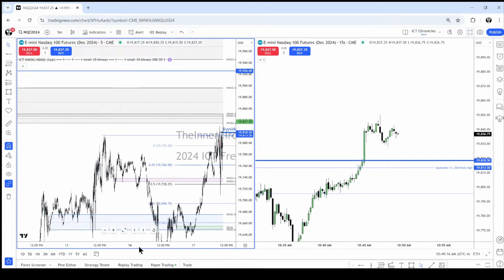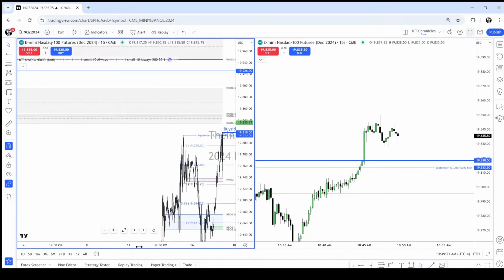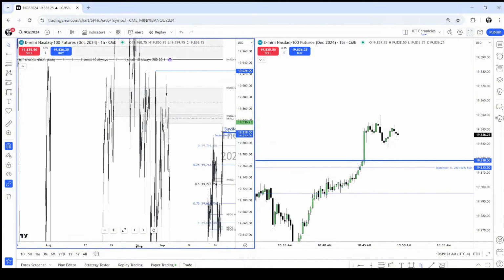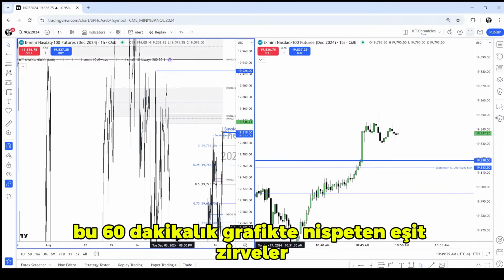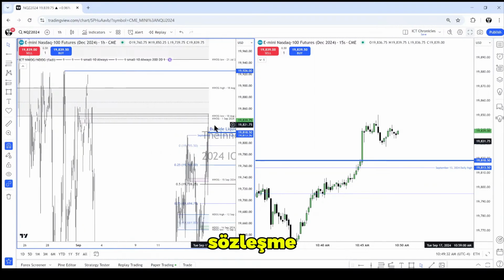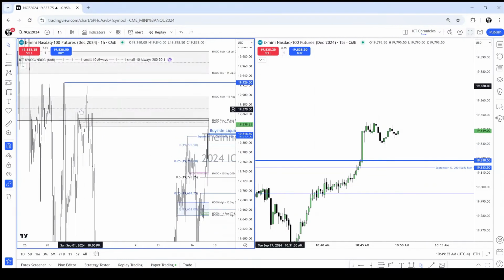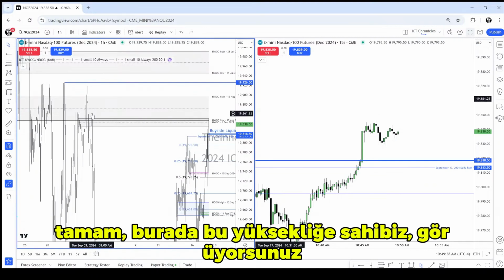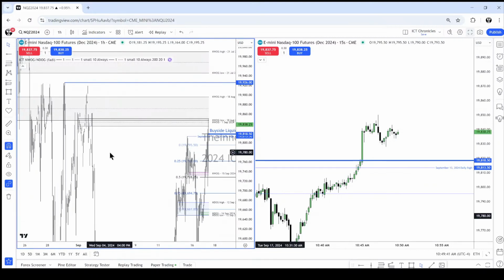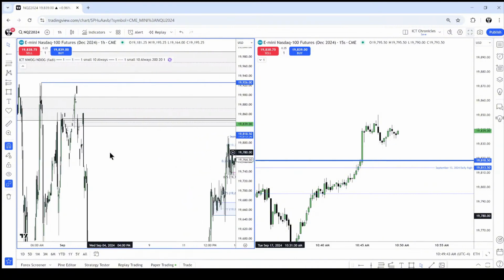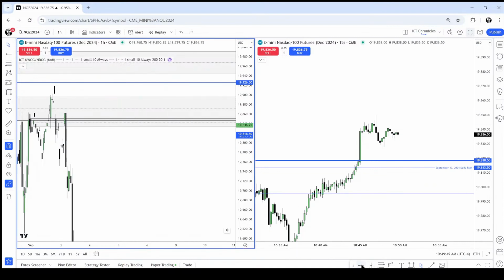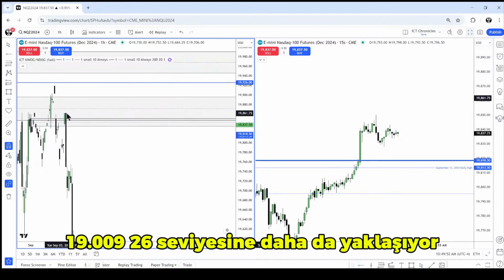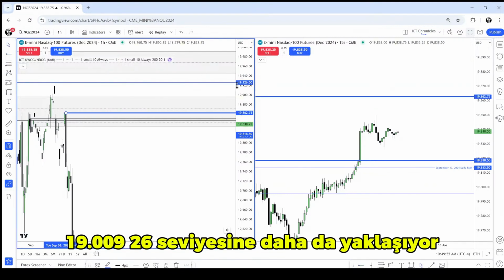There are those relative equal highs on the 60-minute chart for the December delivery contract. All right, so we have this high right here. You see that? Let me widen this out a little bit. For the December contract, we have this high, and it's moving still closer to the 19,926 level.